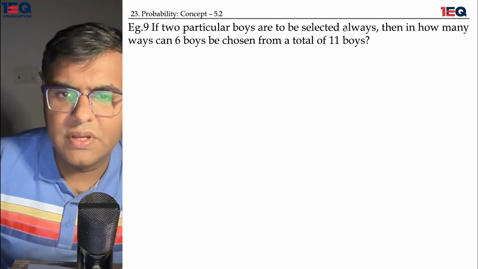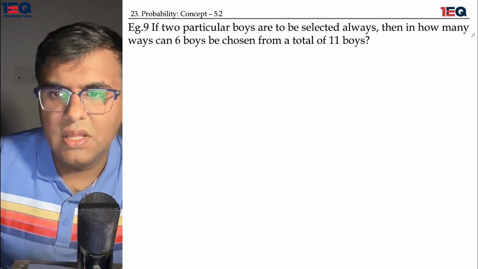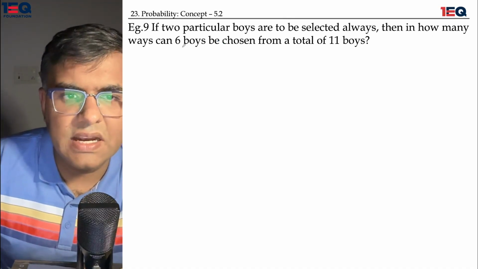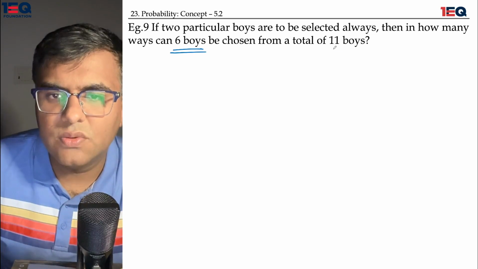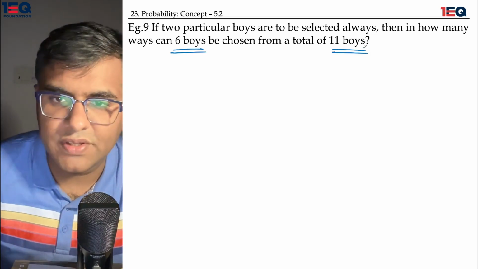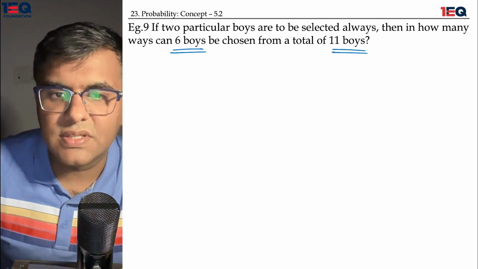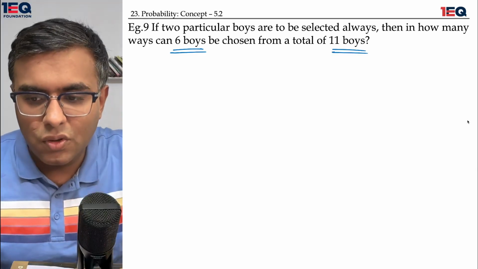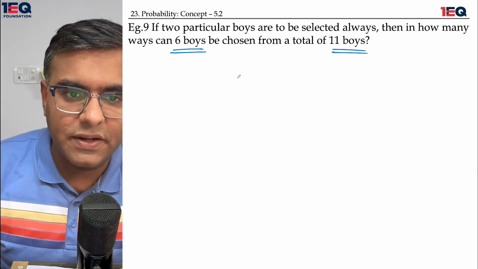If two particular boys are to be selected always, then in how many ways can 6 boys be chosen from a total of 11 boys? Okay, this question is pretty interesting. So, 2 boys are already selected, right?